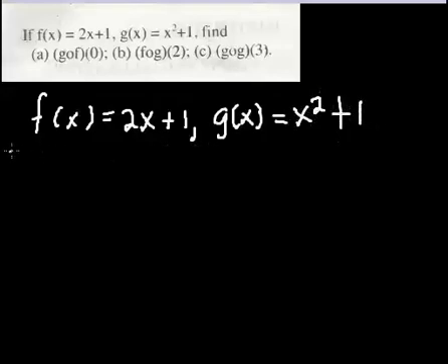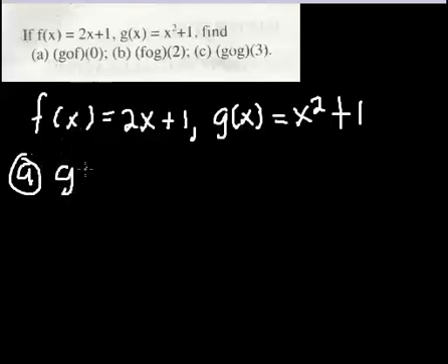So here I have: if f of x is equal to 2x plus 1, and g of x is equal to x squared plus 1, the question is, find g of f of 0. Before I find g of f of 0, I need to find g of f of x.